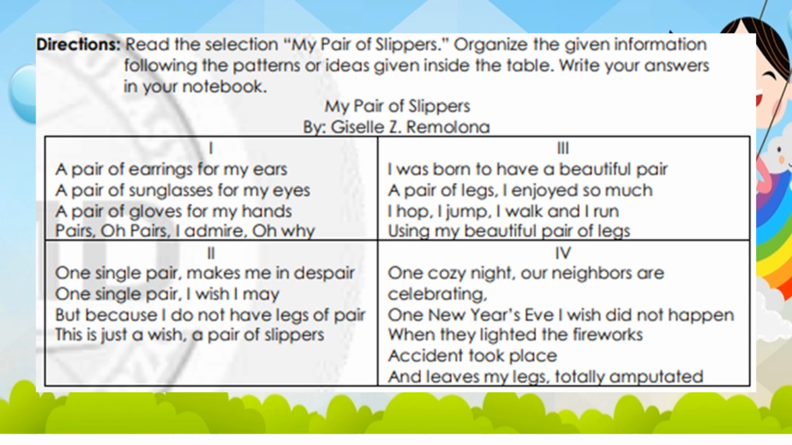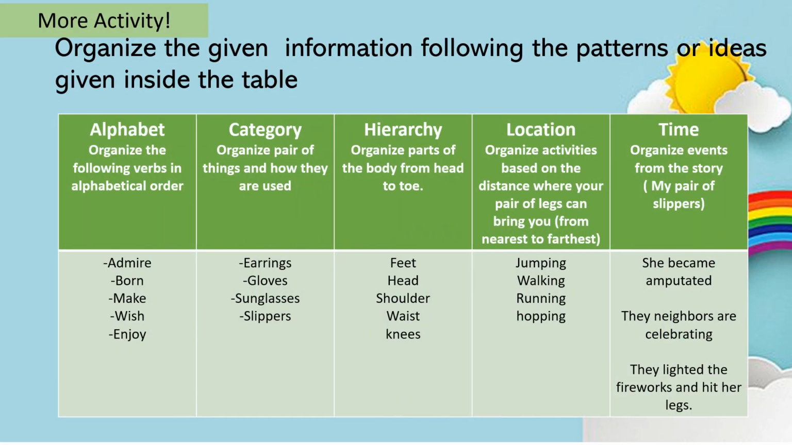Another, you're going to read the selection My Pair of Slippers. And then organize the given information following the patterns or ideas given inside the table. These are the information that you're going to organize. First, alphabet. Organize the following verbs in alphabetical order: admire, born, make, wish, enjoy. Another, category. Organize pairs of things and how they are used: earrings, gloves, sunglasses, and slippers.